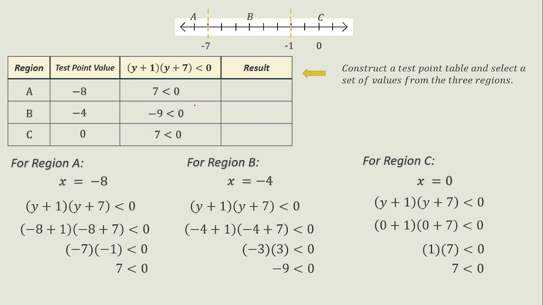So for region A, our answer sa column 3 is 7 is less than 0. The question is it true or false? So the answer is false. Then for the region B, you have negative 9 is less than 0. The answer is true. And for region C, 7 is less than 0. The answer is false. So sa region B lang tayo nag-true.